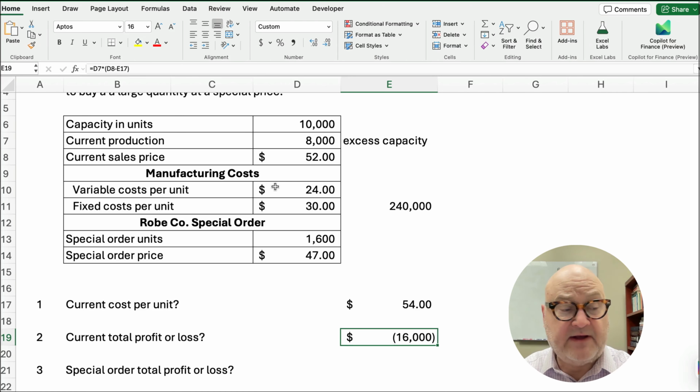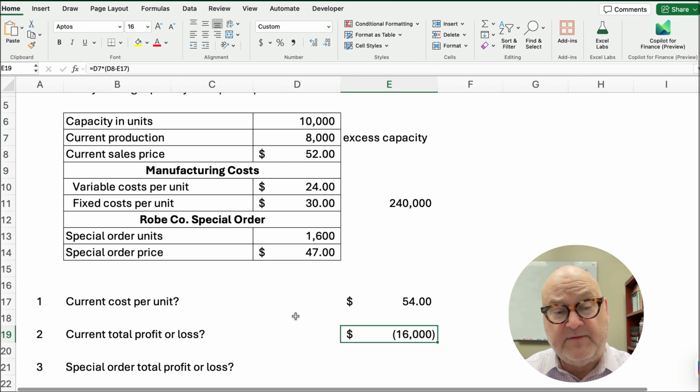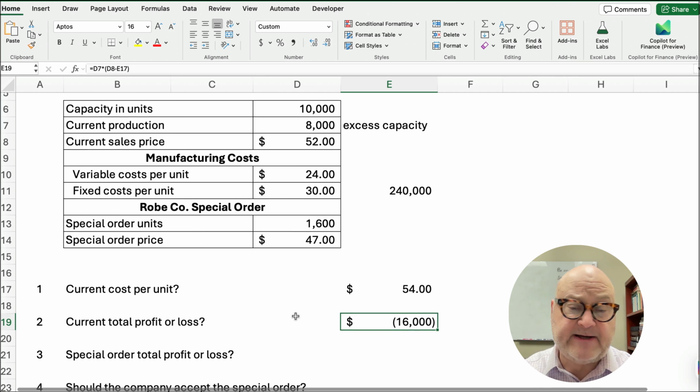And so sometimes, if you're looking at this problem, it makes students say, wait a minute, we shouldn't do it because we're losing money, and that seems to be different. Well, as long as we're making profit on the special order, then we would accept. If we're losing money on that as well, then we would reject.